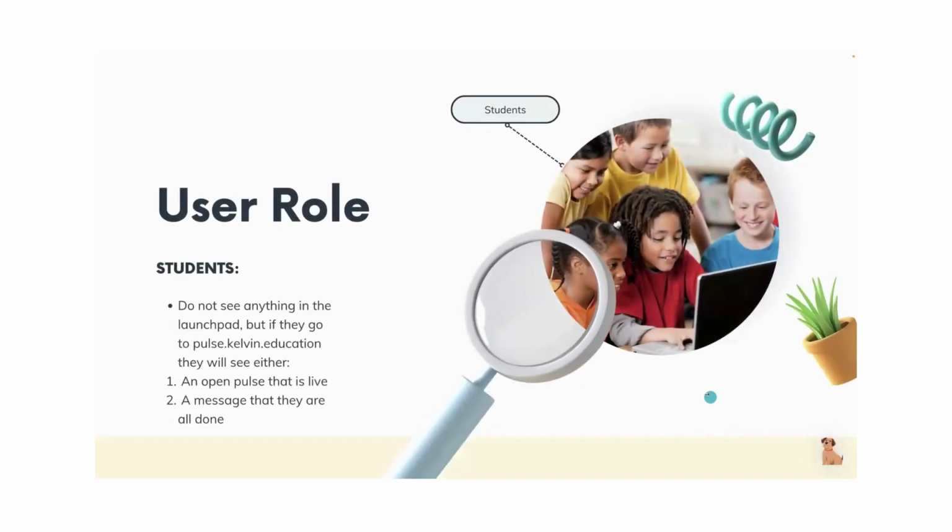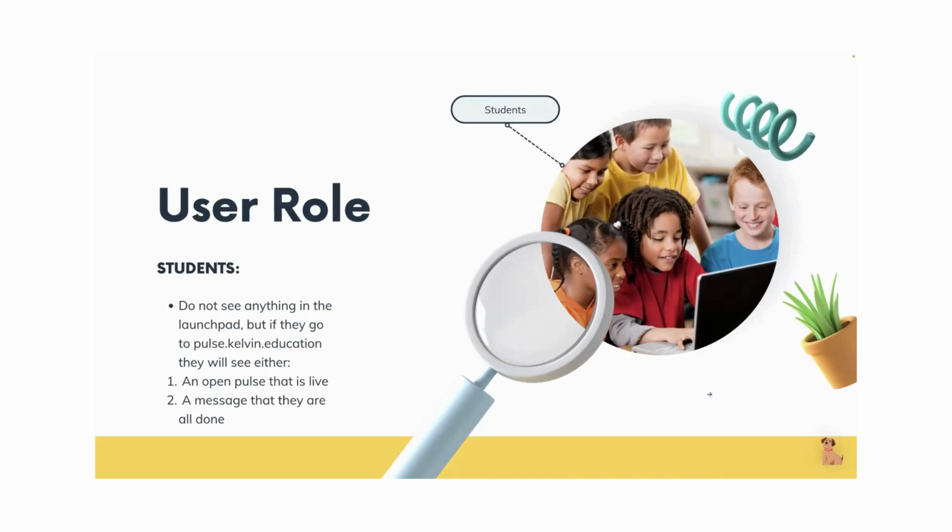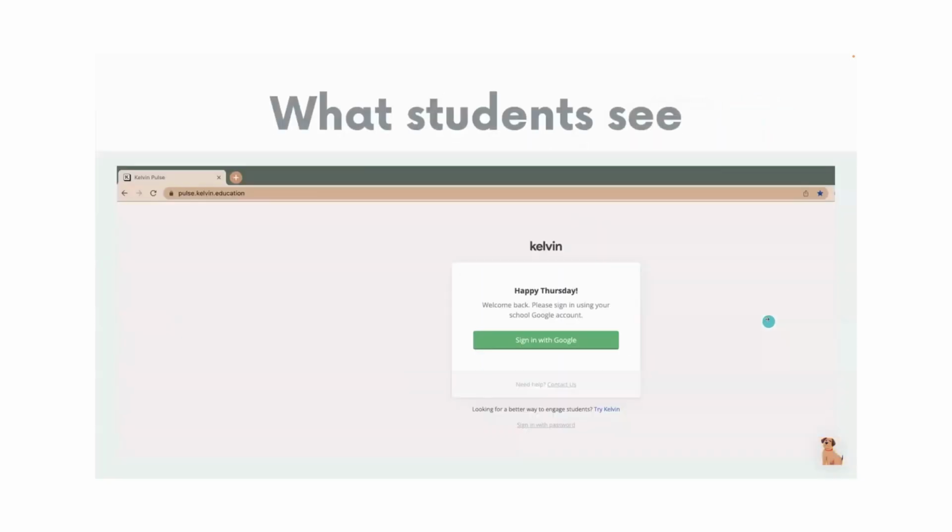Okay, last but not least, we have the user role of students. Now, students don't see a launchpad like a staff or system admin user would see. And typically, students' interaction with Pulse is through the extension or that pop-up, which is Boogie the dog. But if they did happen to find pulse.kelvin.education or they're directed there intentionally, they will not see the launchpad. They'll see something like the next screen here.